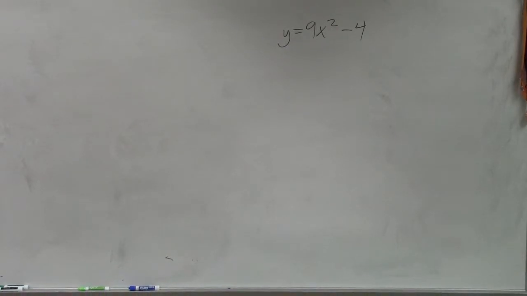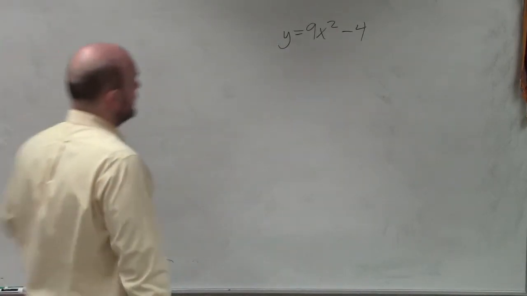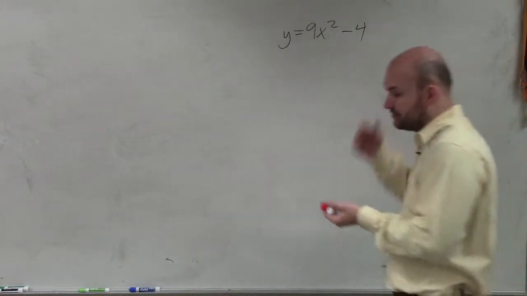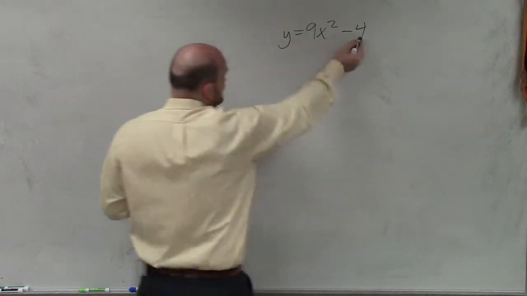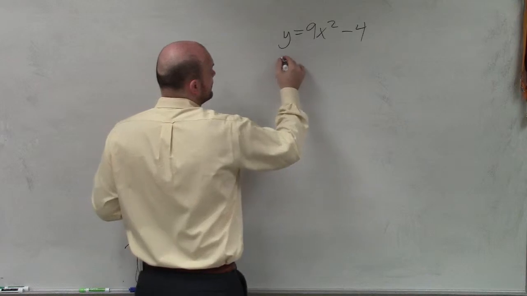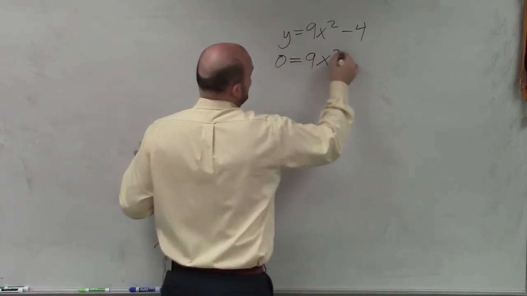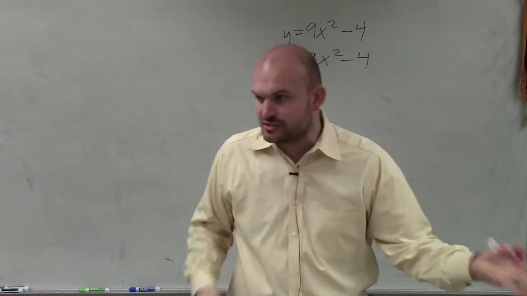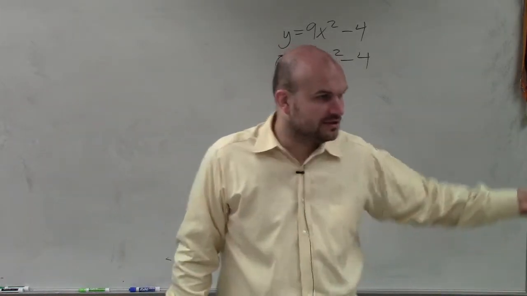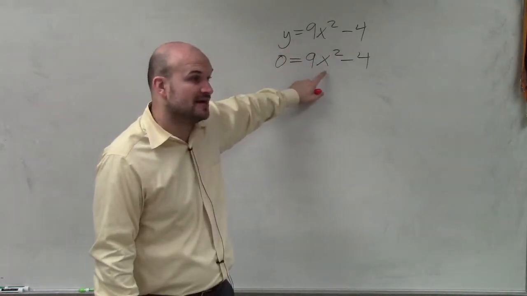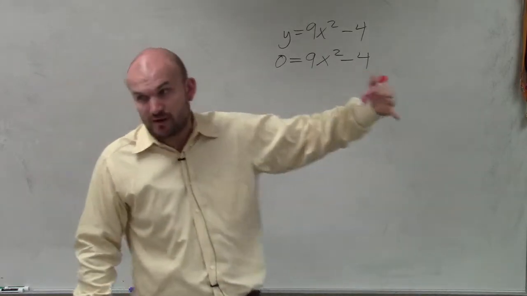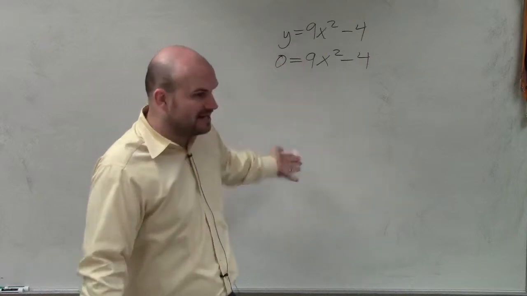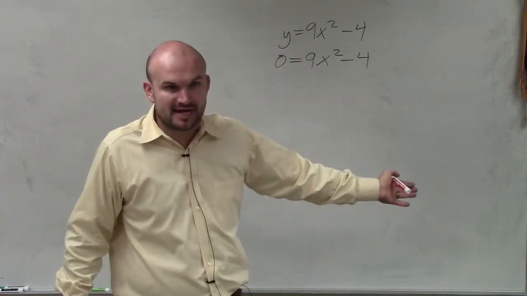Anyways, so in this example, ladies and gentlemen, the first thing we want to do is make sure, since we can't factor anything out, that we have this set equal to 0. Now, we could solve this using the square root method, right? There's only one x term. So we could use the square root method. Does everybody agree with me? You could add 4, divide by 9, and then take the square root of both sides.